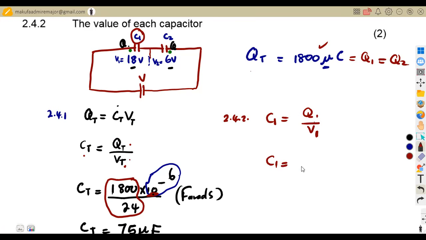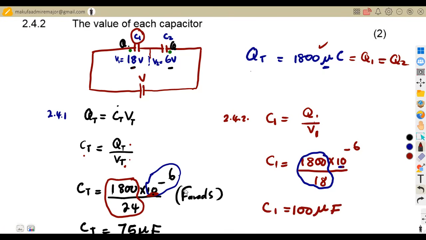That is the charge of 1,800 times 10 to the exponent of -6, which is micro, divided by the voltage across capacitor 1, which is 18. Like I said, our capacitance is measured in farads, and mostly we can use our units as microfarad. So this 10 to the exponent of -6 already represents a micro. Just divide these two numbers here. You are going to obtain 100. The 10 to the exponent of -6 represents a micro, so that is 100 microfarad.